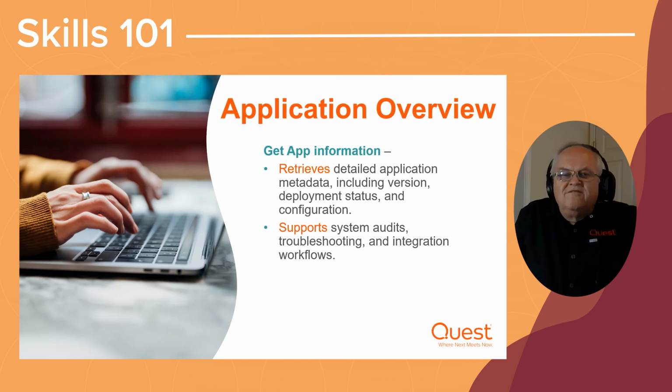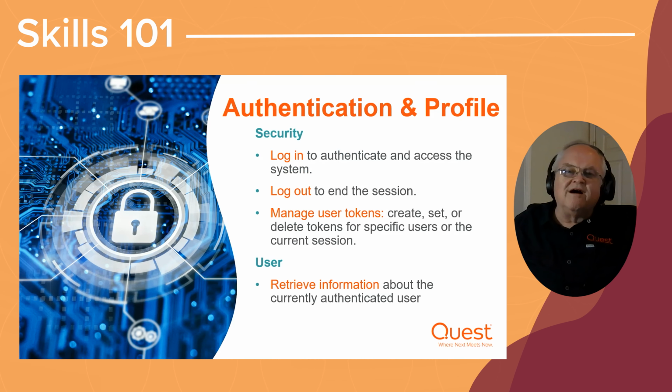Quick application overview. You can get your application information and then go from there. You're going to get version, deployment status, configuration, and then you can use that to look at workflows and troubleshooting and system audits and things like that. Security we talked about, and user getting the current information available about the user. Find out which user you are. You can code your APIs or API calls to restrict certain access to only certain users or certain times a day, or really anything you want based on that. So it gets you the information about the user.